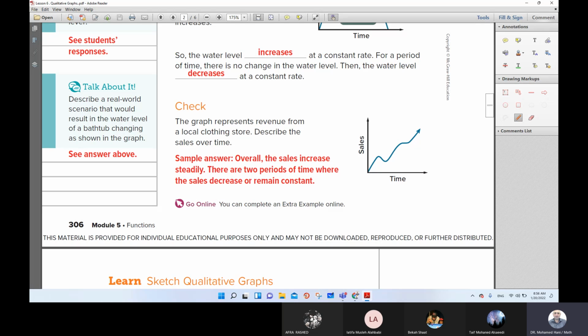So overall, the sales increase steadily. There are two periods of time where the sales decrease or remain constant. As you see here, in this period, we have a decrease. And here, as you see, we have constant. In this period, we have constant. In this period, we have a decrease.